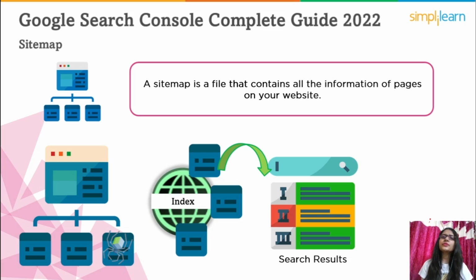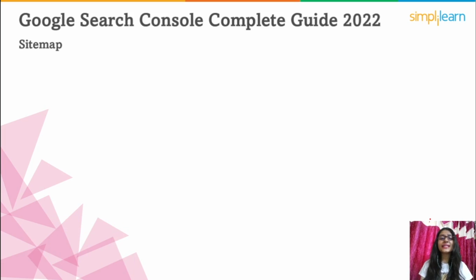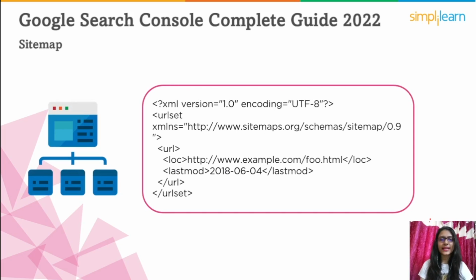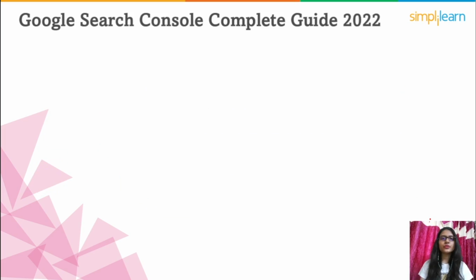The most commonly used sitemap is XML. Following is an example of an XML sitemap. This is the simplest version of the sitemap that we are representing here. You can submit a sitemap through the sitemap reports in the Search Console. However, sitemaps can also be submitted through the robots.txt file. Let's understand the robots.txt file.